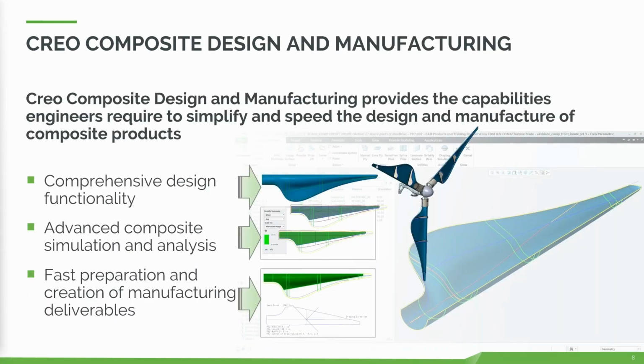So the idea is that Creo Composite Design and Manufacturing simplifies the design and manufacture of those composite products. Basically there's a whole bunch of design functionality inside there, so we can define all of that geometry that we need. We've got a whole bunch of simulation and analysis tools, and then finally, as I said, very fast preparation of our manufacturing delivery.